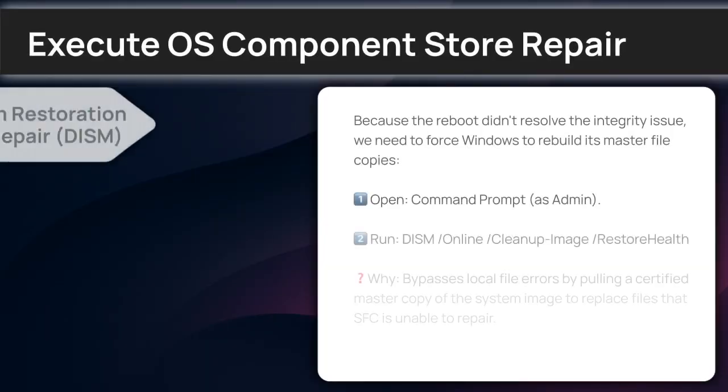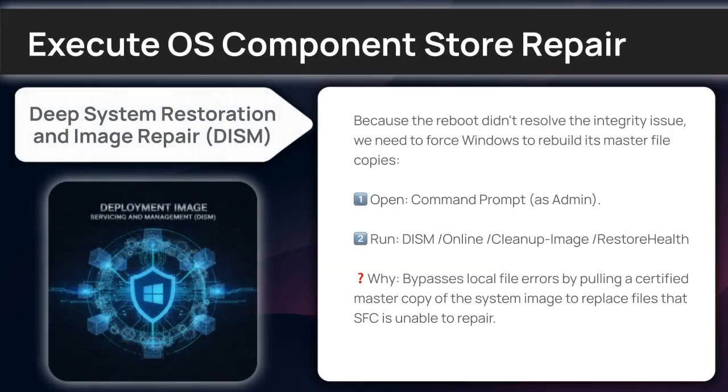Rebooting was just the start. Now, let's apply the core fix in this third step. Feel free to pause the video if you need a second to navigate. Because the reboot didn't resolve the integrity issue, we need to force Windows to rebuild its master file copies. First, open command prompt as admin.